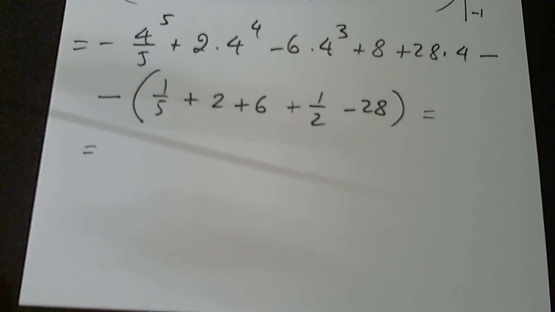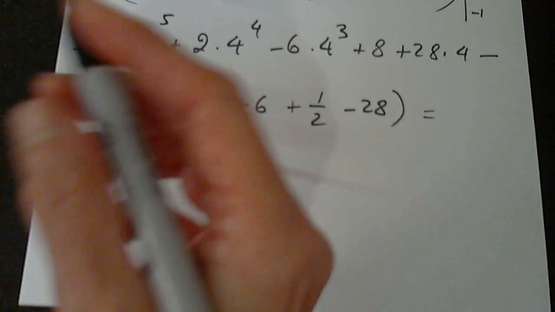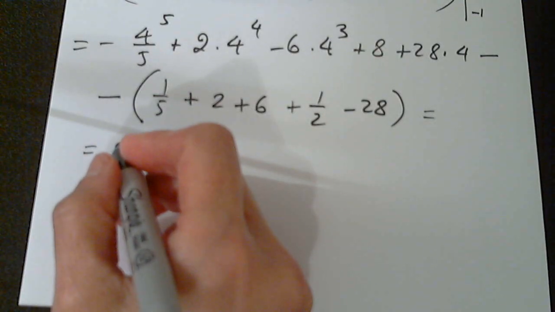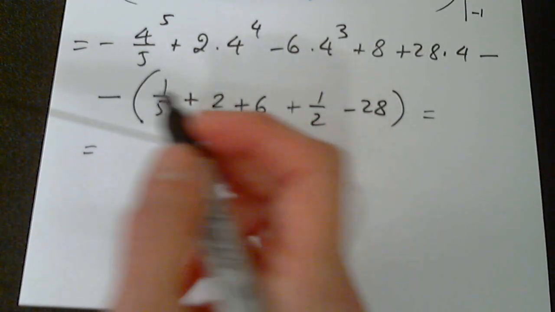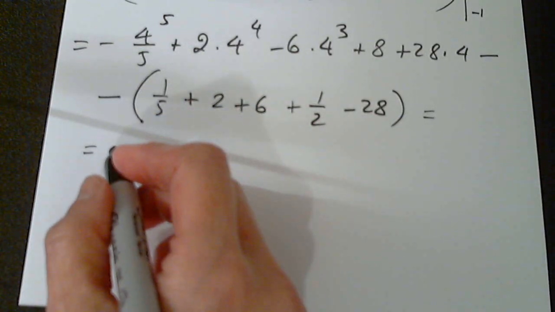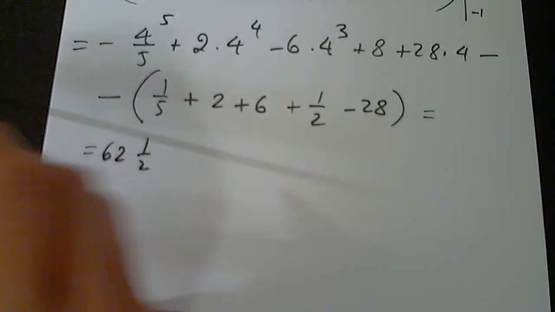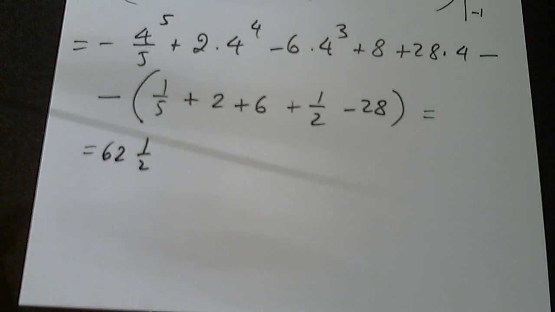And also you can check this: 62.5 or 625 divided by 10, and you can simplify if you'd like, or 62 and 1/2. You can also check with this feature, and this is the integral from -1 to 4.